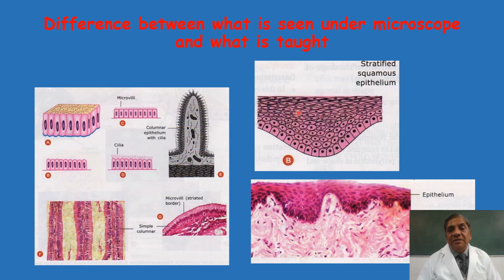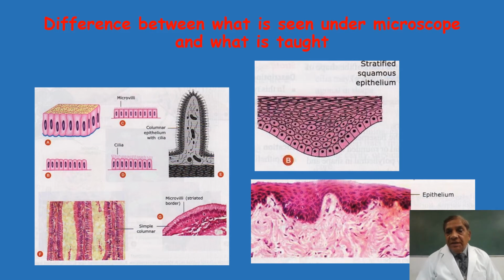Here the shape, as we go to the surface, they become flat cells and flat nuclei. But if you see the same epithelium under the microscope, it is quite different, and for many of you it will be difficult to understand what this is, because it is not matching what your teacher has shown or drawn on the blackboard in the lecture.